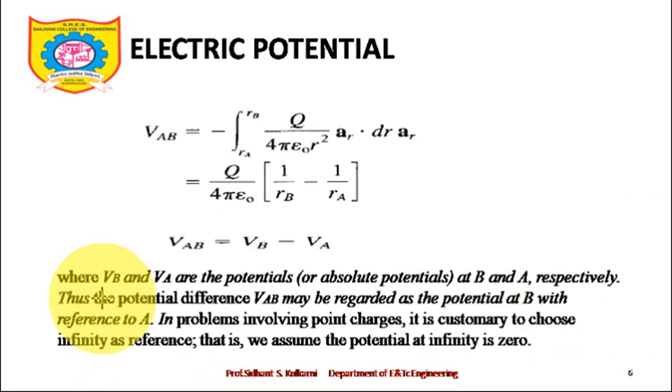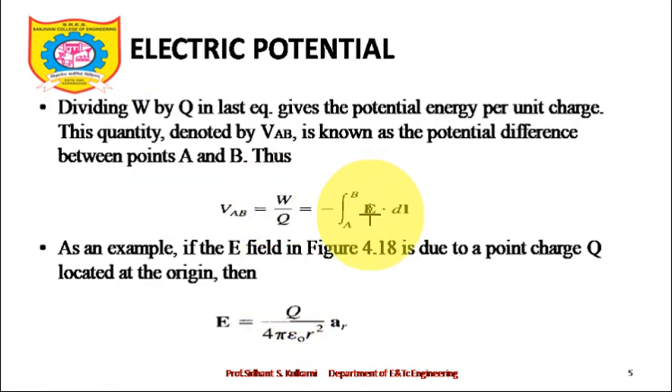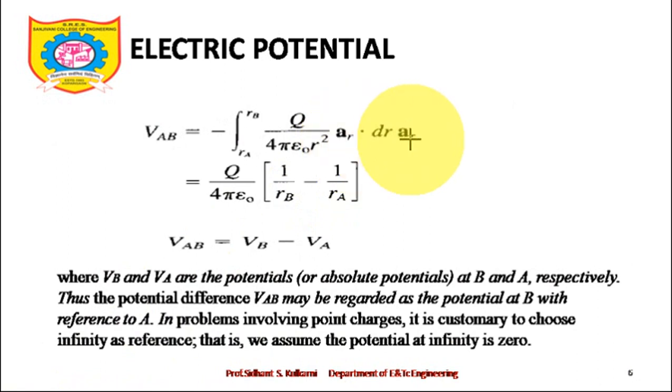Now if that is so, what is VAB? Because we know that VAB is equal to minus the integral of E bar dot dl bar, we need to replace this E bar by q upon 4 pi epsilon r square AR cap. So AR bar dot AR bar, in vector calculus we have talked about that AR bar dot AR bar is equal to 1, but AR bar cross AR bar is always 0. So the dot product between two similar unit vectors will always give the value 1.